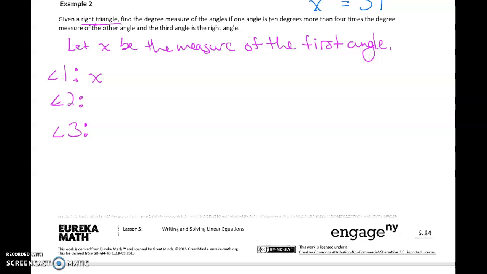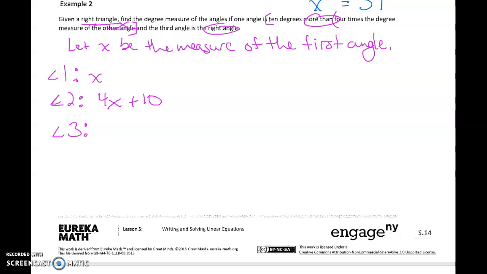One angle is 10 degrees more than 4 times the degree measure of the other angle, so I'm going to say of x. 10 degrees more than 4 times the degree measure of x. Again, in this part I bracketed here, work backwards. What's 4 times the degree of x? 4 times x, so we get 4x. And it's 10 degrees more than that. Well, more than means to add. So this is 10 degrees more than 4 times the degree measure of the other angle, which is x.